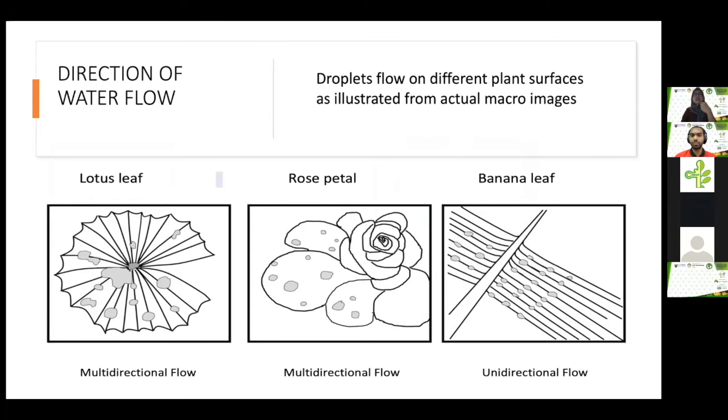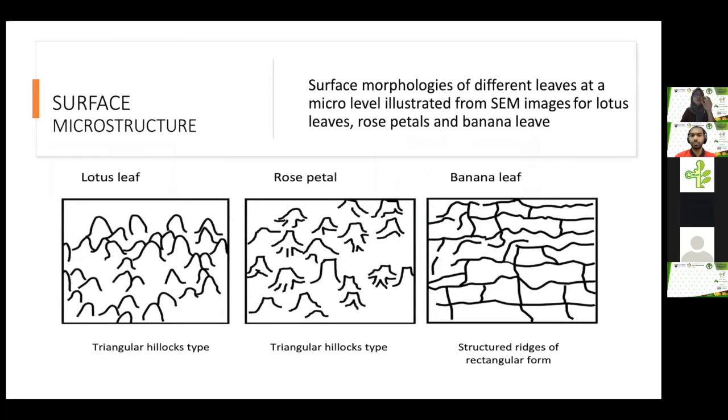So this is an illustration of how the water is shaped on lotus leaf, rose petal, and banana leaf. You can ask me later about this. Yeah, I'm just going to go really fast. When you look at surface microstructure or morphology, the lotus leaf has a very wide in-between space of this triangular helix. Rose petal has triangular helix, but it is tighter. But banana leaf's anti-wetting comes from its structured ridges of rectangular form. Totally different from lotus leaf and rose petal, but it gives a very, very effective anti-wetting surface.